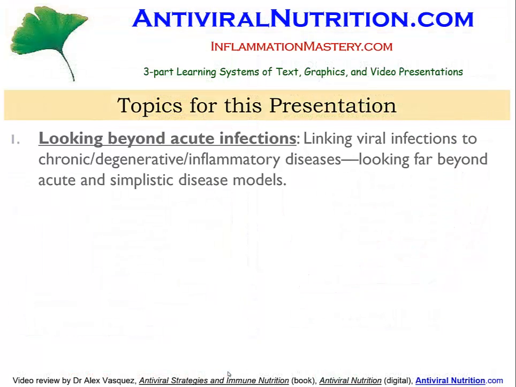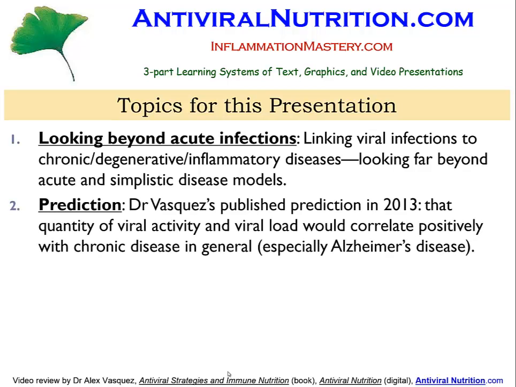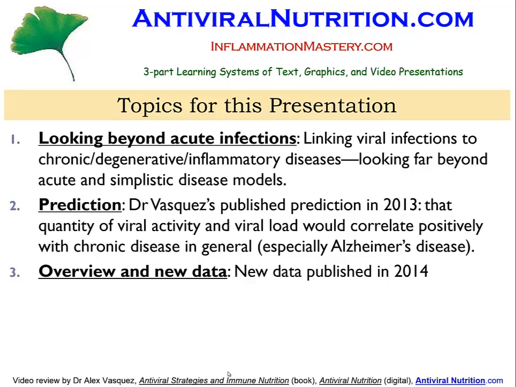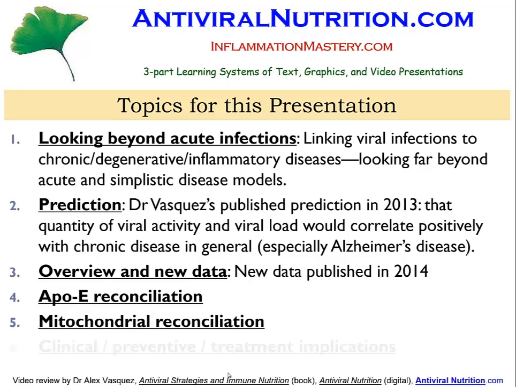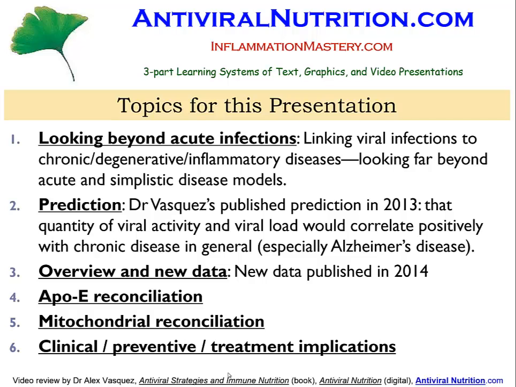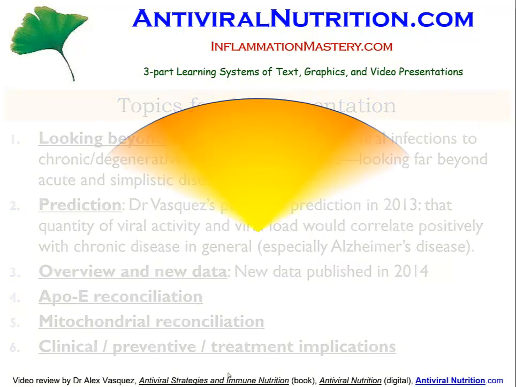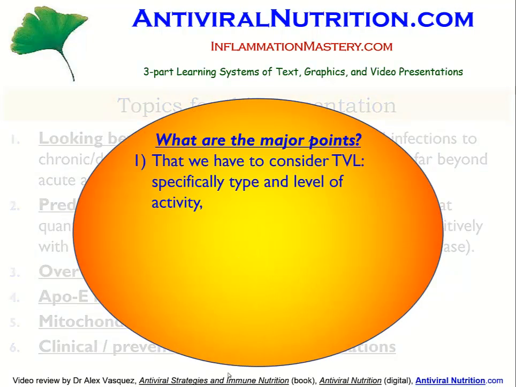So my goals for this presentation were to help you look beyond acute infections to understand how these latent, clinically invisible infections can actually promote chronic disease and mitochondrial impairment, to show you how the prediction that I published last year has now been substantiated by new data, to show you how to reconcile the ApoE genetic predisposition for Alzheimer's dementia with a model that also includes viral replication and mitochondrial dysfunction. And then, of course, to show you that we do have antiviral protocols and strategies that have excellent research and clinical substantiation behind them.